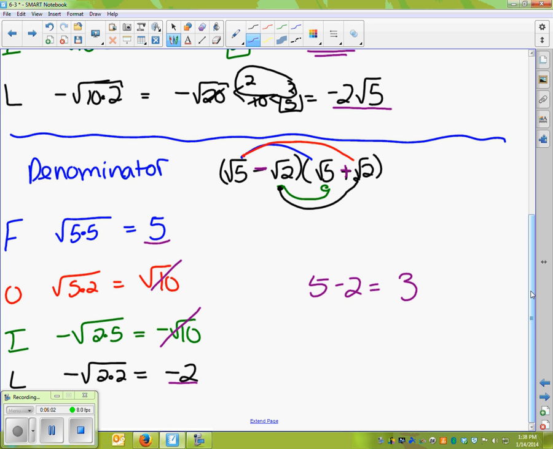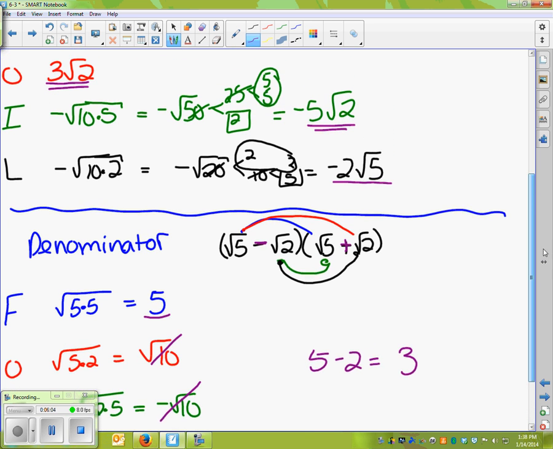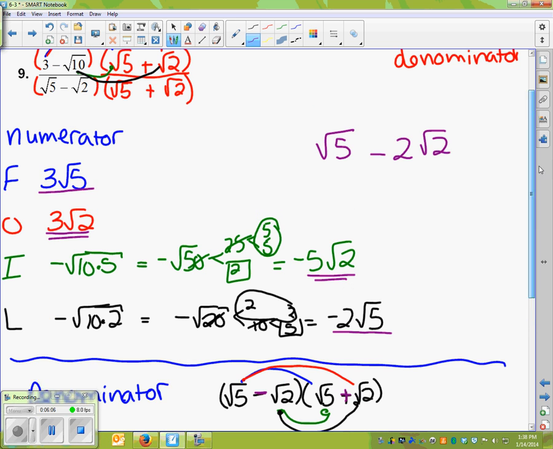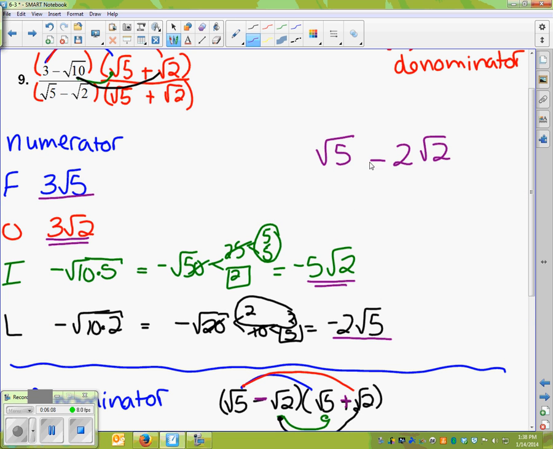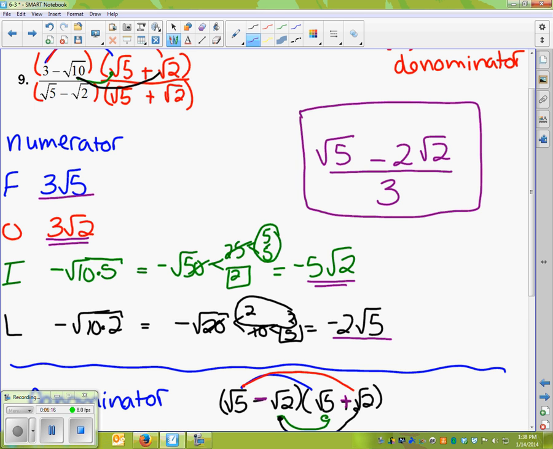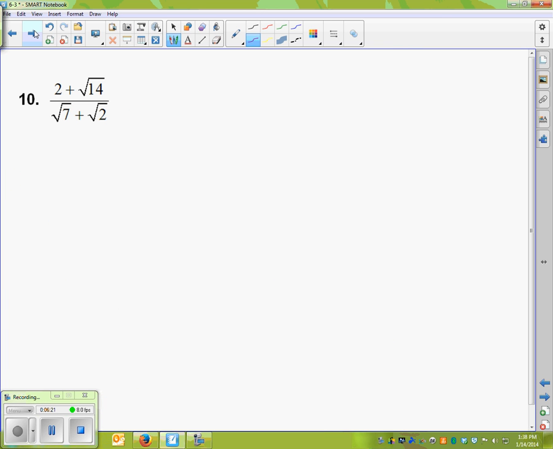Let's bring our two answers together. My numerator was radical 5 minus 2 radical 2. My denominator was 3, and that is my entire answer. All right, there's one more. So why don't you go ahead and give it a try. Push pause as you work through the problem, and then come back and check your answer.